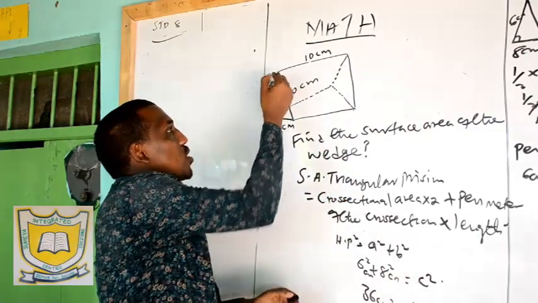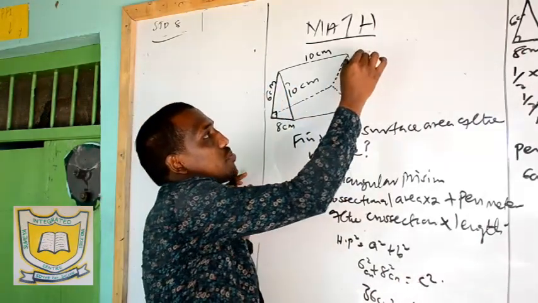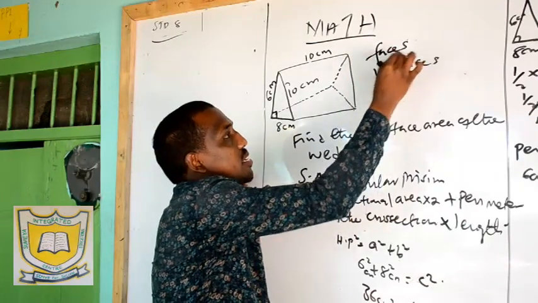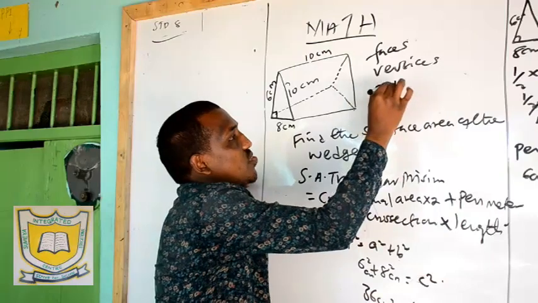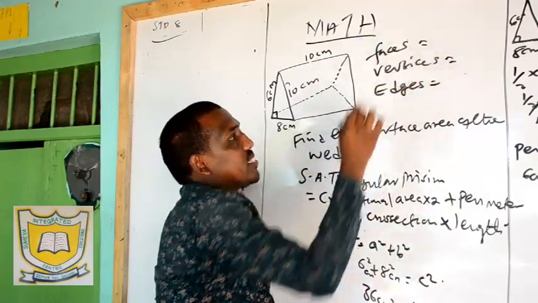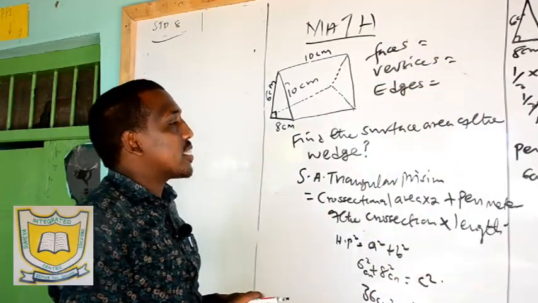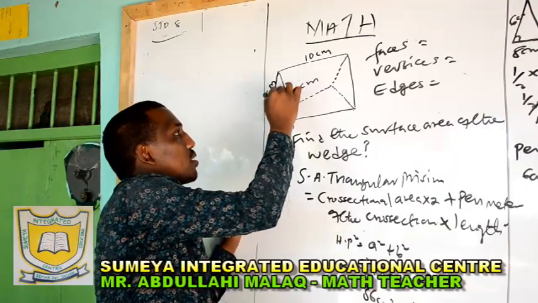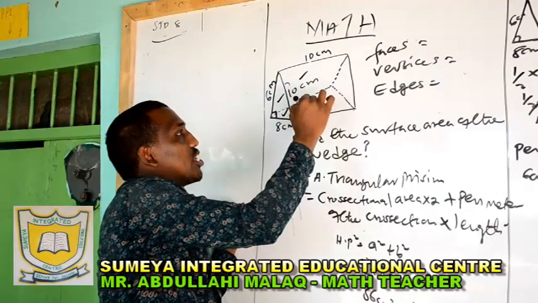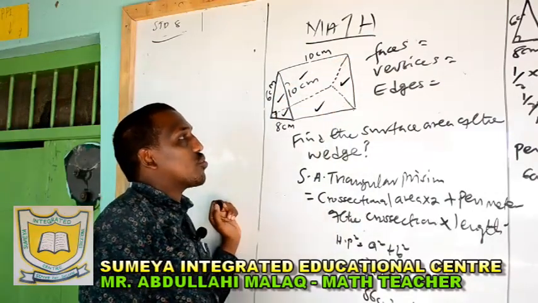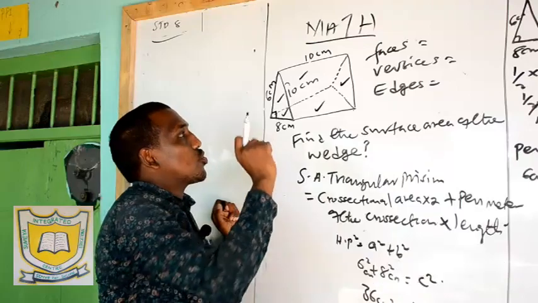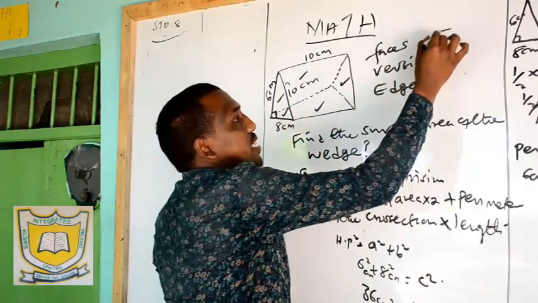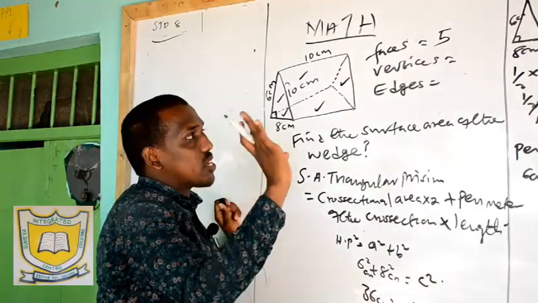And remember, it's very common in exam. For a triangular prism, sometimes they will ask you the faces, sometimes the vertices, sometimes also the edges. It's very common also in an exam. How many faces does it have? In a triangular prism, the faces are 1, 2, 3, 4, 5. It has 5 faces. So in a triangular prism, the faces are always 5.